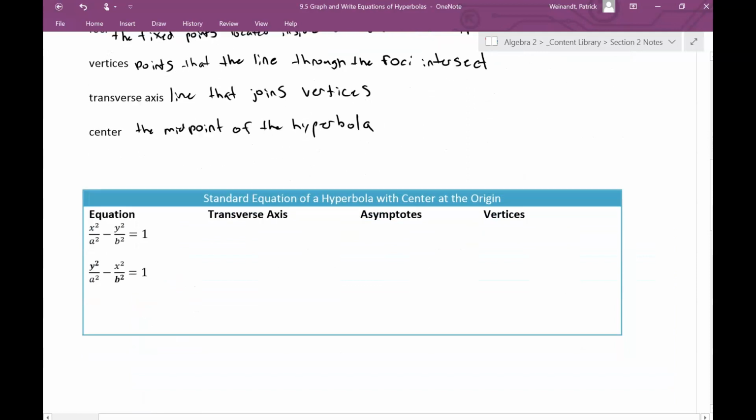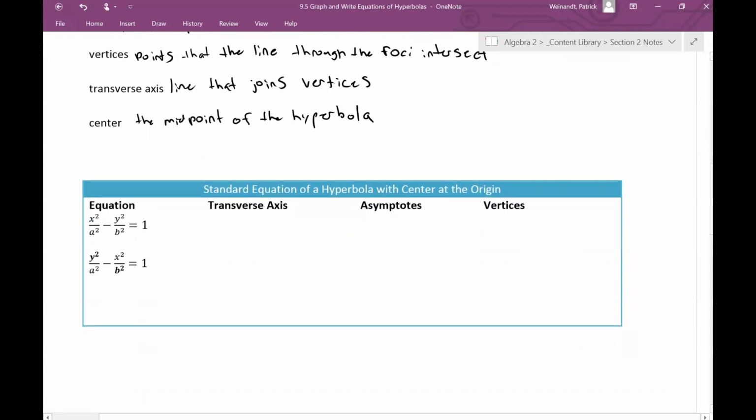Okay, so let's get to these definitions, these equations. The standard equation of a hyperbola with a center at the origin. You have two forms. And what I want you to do is pause this video and see what you notice the difference between these two equations are. And you should see that they're very similar to what we were working with ellipses. However, what's going on with the a squared, the b squared? Are they moving? And the answer is kind of.